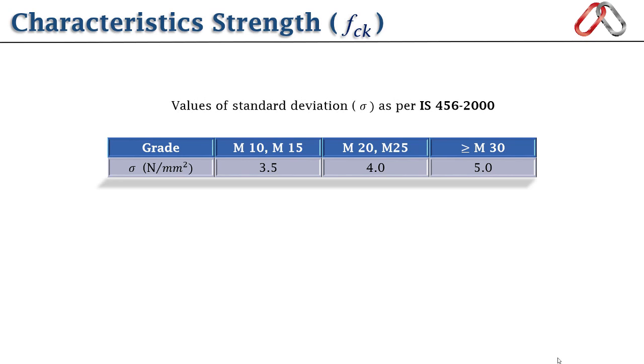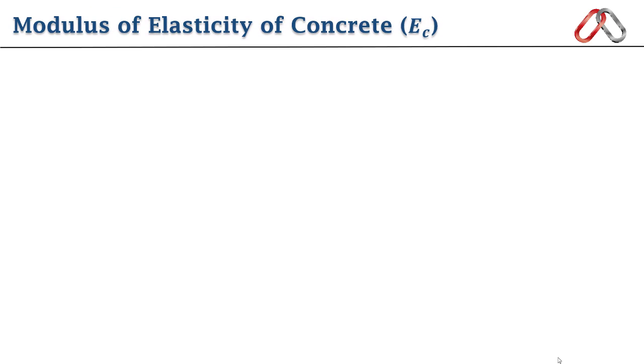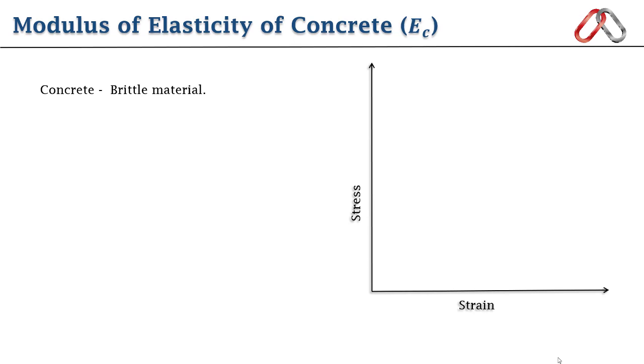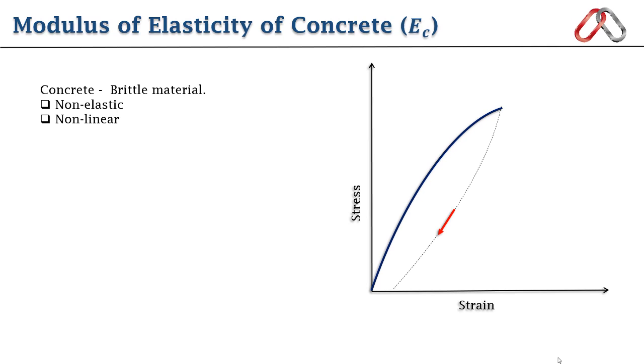After understanding the concept of characteristic strength, now move to another important property of concrete. It is known as elasticity of concrete. We know that concrete is a brittle material. If you see the stress strain curve carefully, you will see that concrete is not only non-elastic, it's also non-linear, because upon unloading, it does not follow the same path.